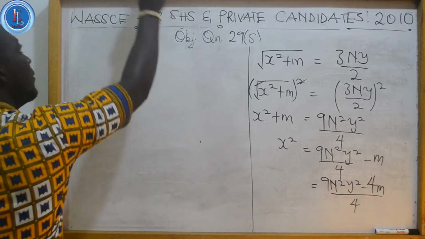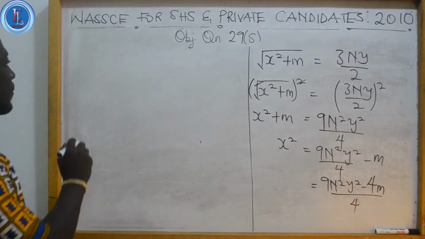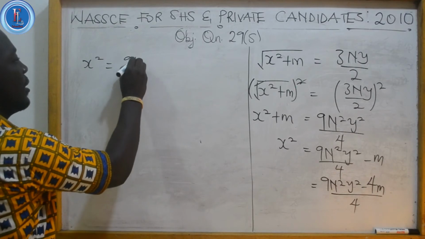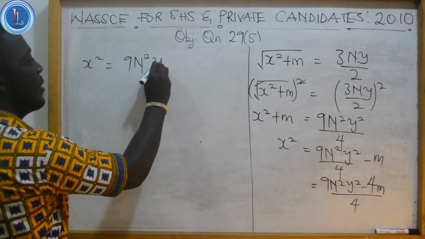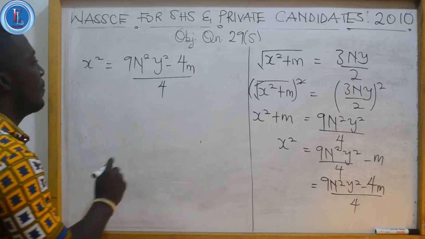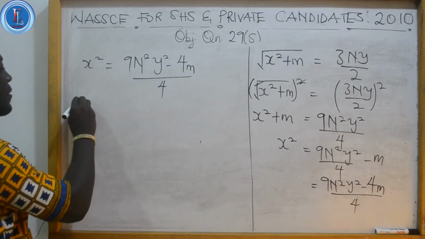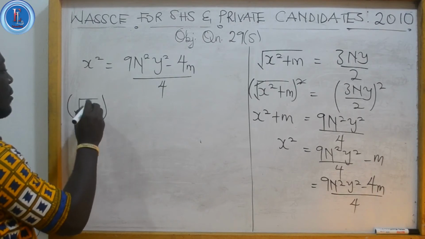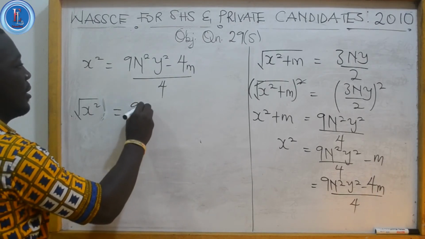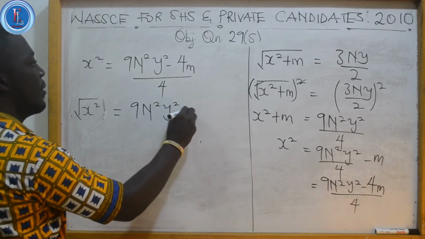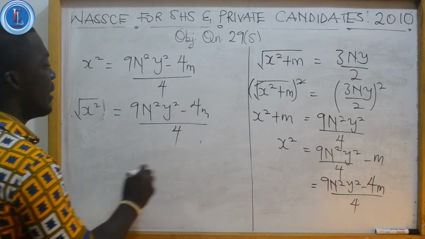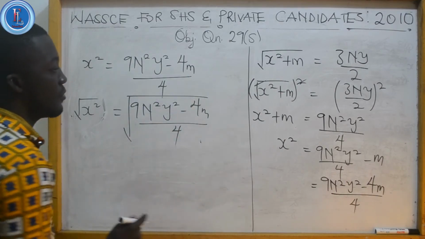Now we'll be left with our last step. So let's look at this. We have x squared is equal to 9n squared y squared minus 4m divided by 4. If we want to find x, we take the square root of both sides, not squaring.